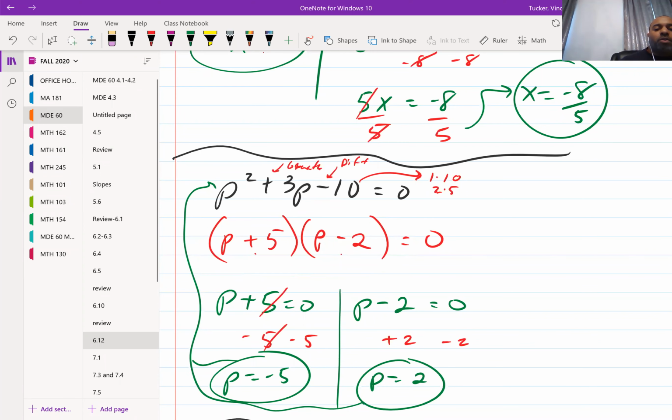So remember, we were talking about looking at our back sign. If that back sign is negative, then we'll use plus and minus, and the greater would take on the plus sign. So that's why my 5 is positive. All right. And then if I were to fold this back out, I will get this trinomial. Once again, you can check by doing p times p, p times negative 2, 5 times p, 5 times negative 2. And you'll get this trinomial back.